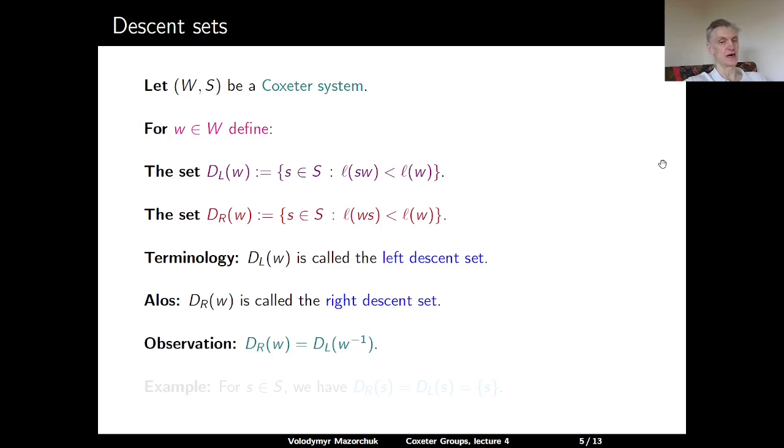And of course, D_R(w) is the same as D_L(w inverse). Again, a small example: if s is a simple reflection, then D_R(s) is the same as D_L(s), and this is equal to {s}.